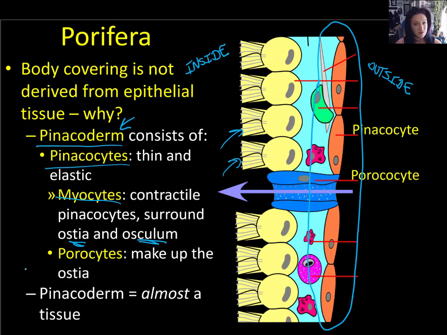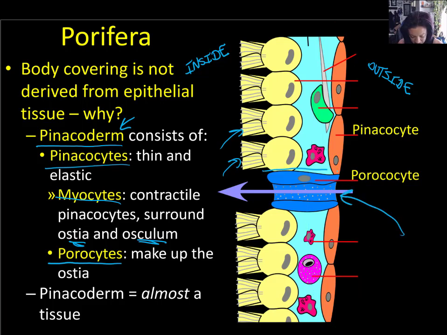Now, the ostia themselves, those openings through which water flows into the sponge, they actually aren't gaps between cells. They're a cell in and of themselves. The ostia, those openings, are made up of cells called porocytes. So porocytes are these tunnel-shaped cells, like what you see here. This entire blue structure is a porocyte. It's shaped like a tube, and it allows water to flow into the sponge. The opening that the porocyte makes up is what we call an ostium.